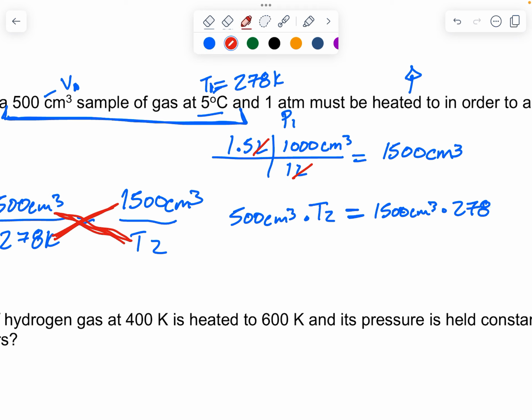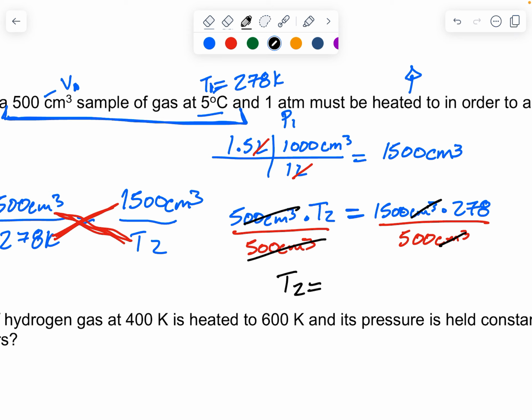I need to get my T2 by itself, so I'll divide both sides by 500 centimeters cubed. If I do it on the left, I have to do it on the other side, on the right. That's 500 centimeters cubed. I can cancel things out. 500 centimeters cubed is going to cancel over here. Centimeters cubed is going to cancel over there. And so what we're left with is 1500 times 278 divided by 500. And what we're going to see is T2, which is all that's left over here because everything else got canceled, is going to be equal to 834.